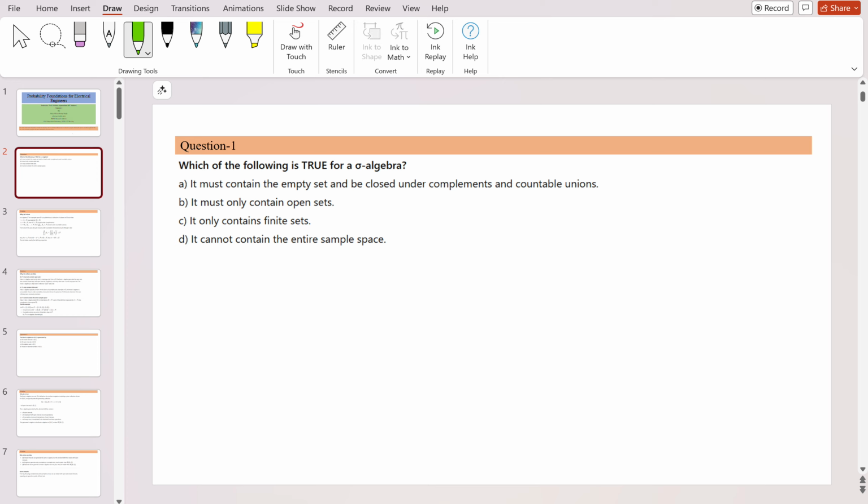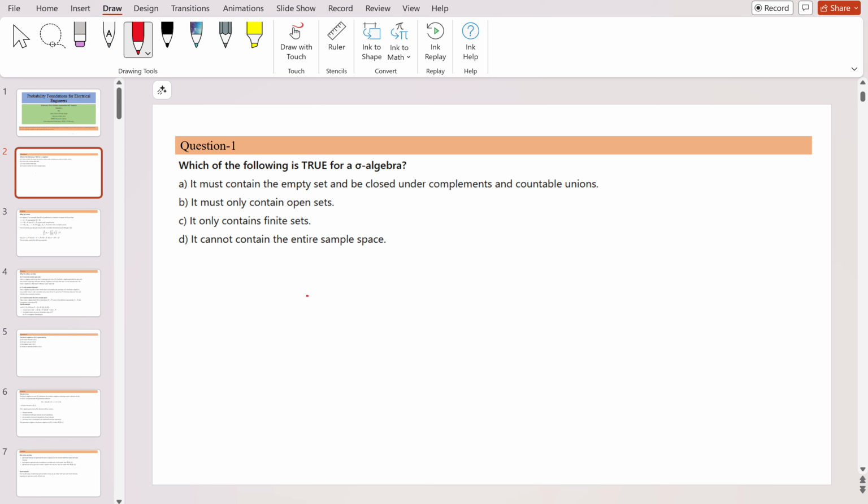If you read the question, it is asking which of the following is true for a sigma algebra. Option A: it must contain the empty set. Option B: it is closed under complement and countable union. Option C: it must only contain the open sets. Option D: it only contains finite sets. Option E: it cannot contain the entire sample space.